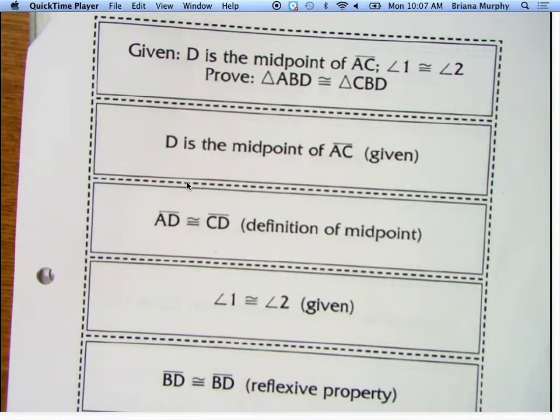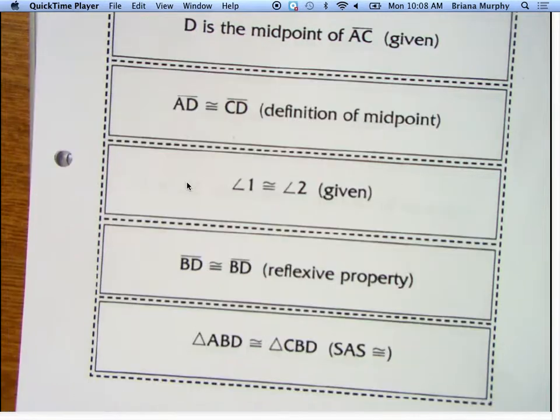Angle 1 is congruent to angle 2 by given. BD is congruent to BD by reflexive. And then the triangles are congruent by side, angle, side. Okay, we're going to go to number 2.